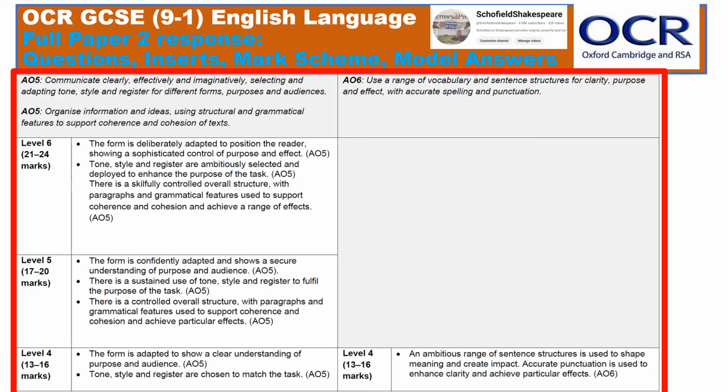Now compare to your response and scrutinise this mark scheme in more detail. Give yourself a mark out of 24 and a second mark out of 16. The second part of the mark scheme will appear in 5 seconds time.